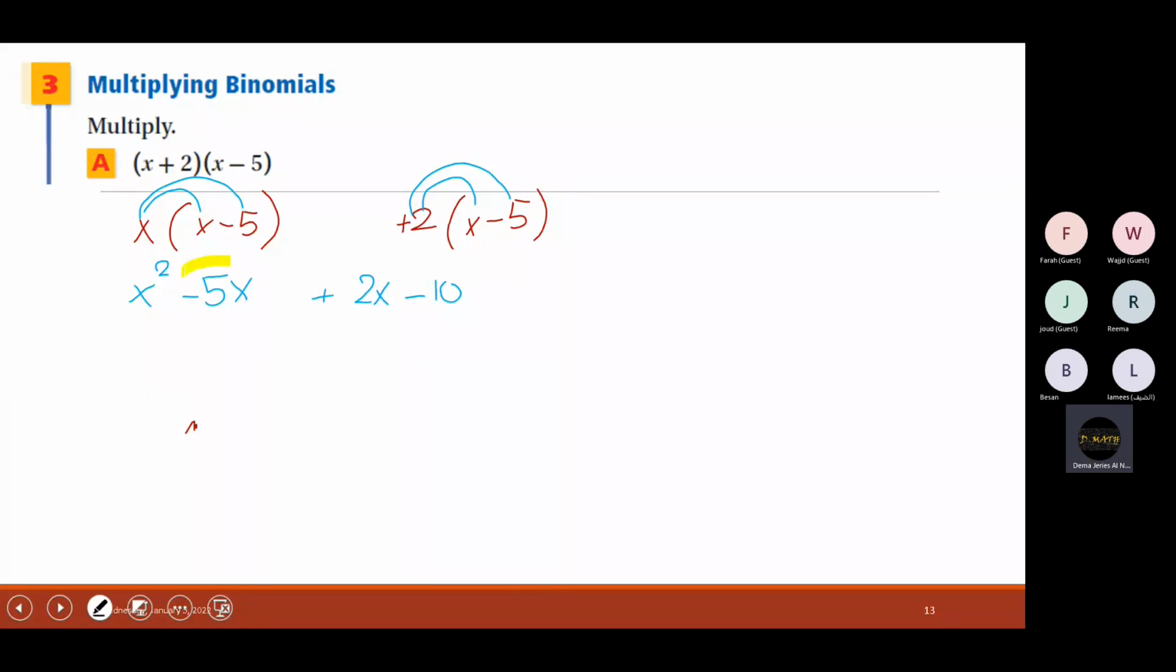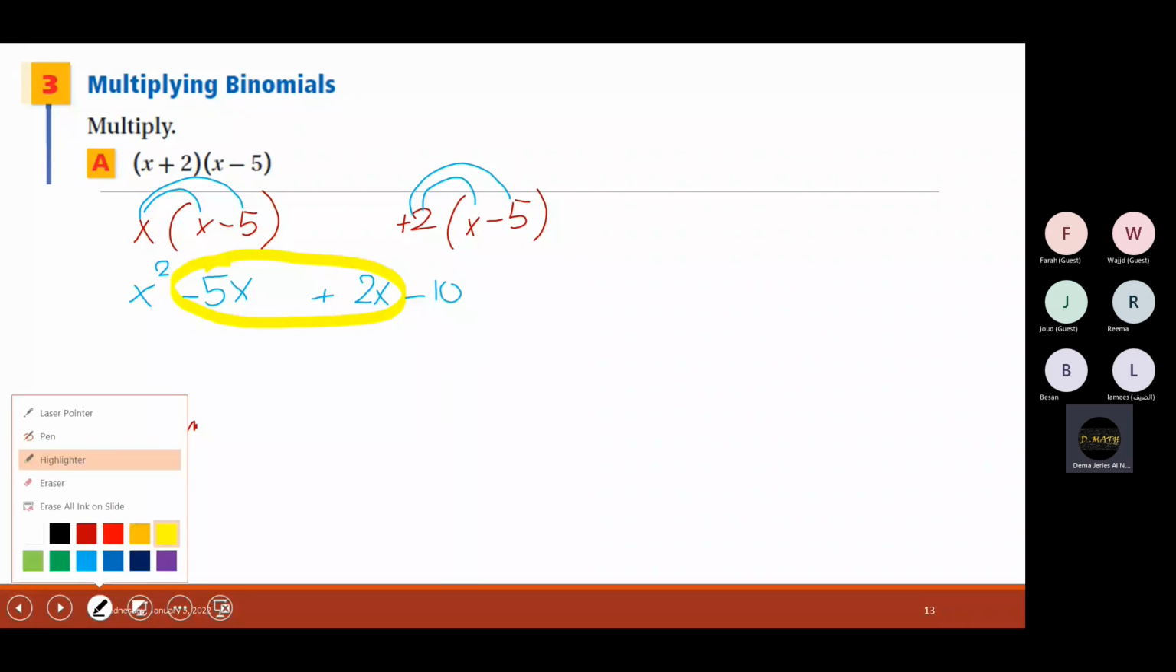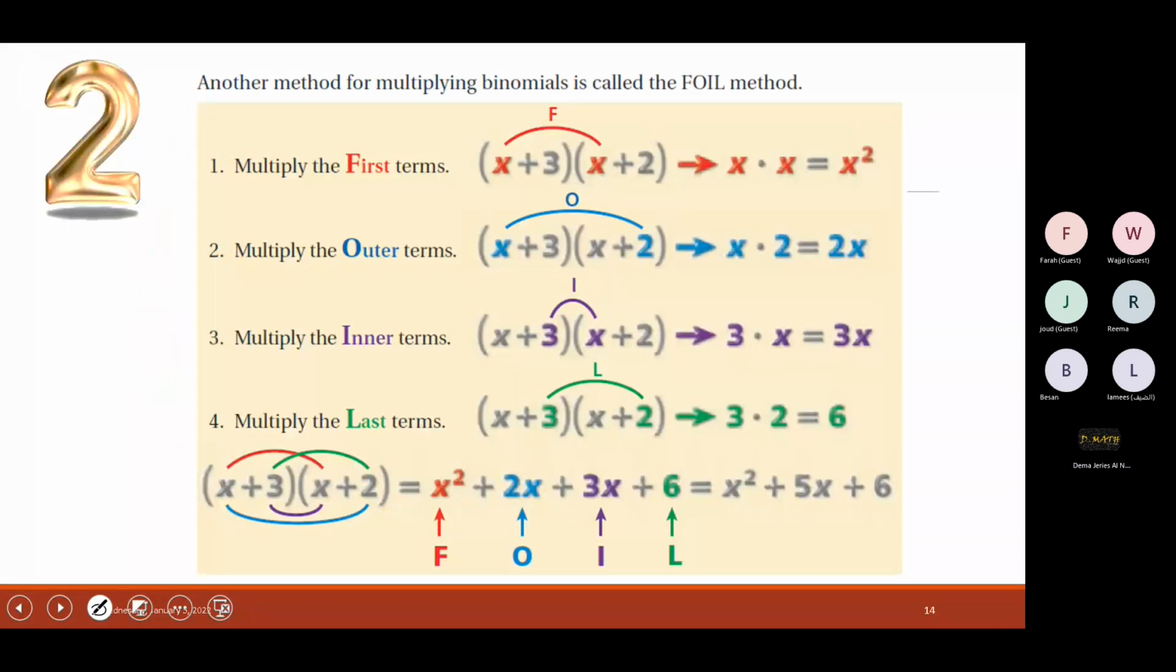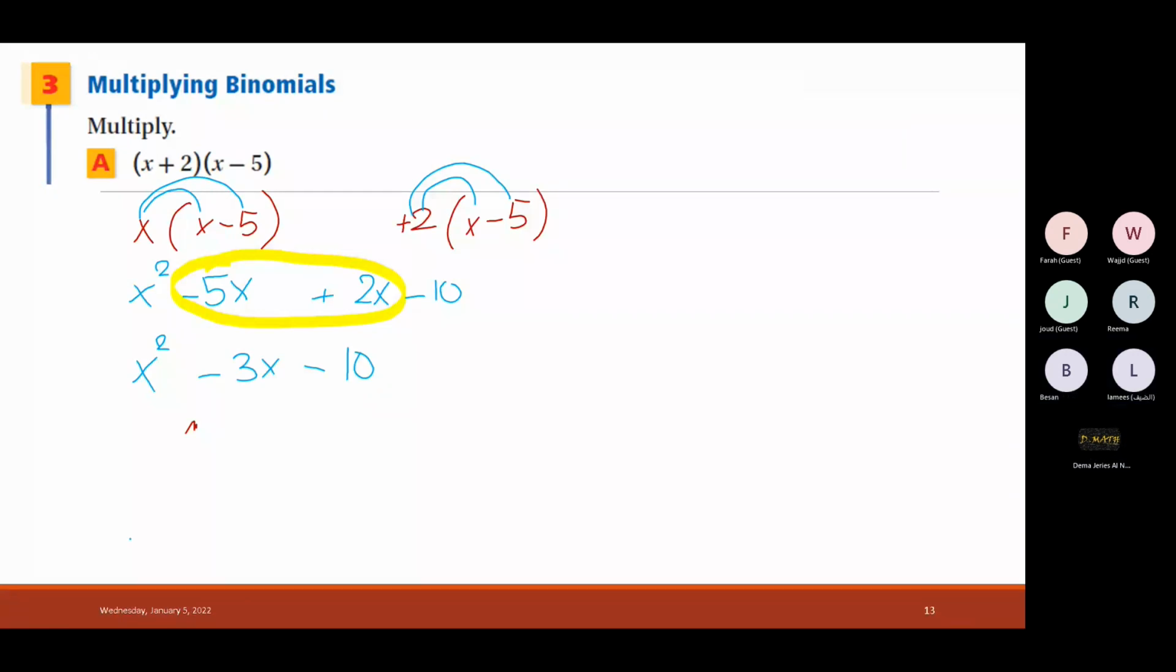Then I will combine like terms. What are the like terms here? Negative 5x plus 2x. Don't forget the signs. So x squared, negative 5 plus 2 is negative 3x, minus 10. So the answer here is x squared minus 3x minus 10. Is it clear? Yes, teacher. Okay.